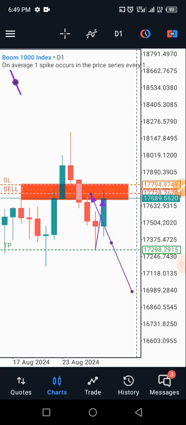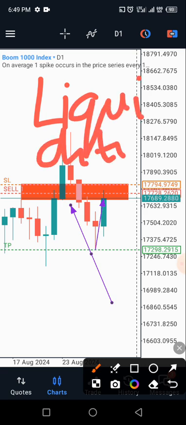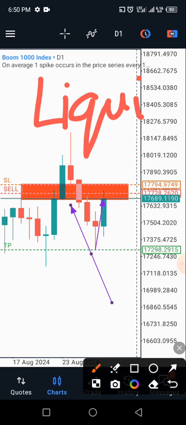After doing our analysis here on the daily time frame, remember this is the daily time frame, what we want to do now is to check if we can see any liquidity level. One of the ways we'll be able to identify liquidity in the market is to make use of either the daily time frame or the 4 hour time frame. So I'm just going to show us our liquidity level here.